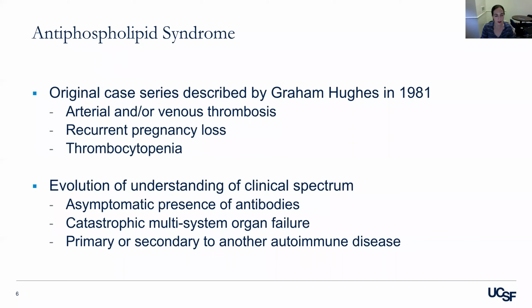And since that time, over the subsequent decades, there's been an evolution in our understanding of this clinical spectrum, realizing that patients can have asymptomatic presence of autoantibodies all the way to the other end of the spectrum with catastrophic multi-system organ failure. And we have also come to understand that this can be a primary disease or occur in concert with another autoimmune disease, most commonly lupus.